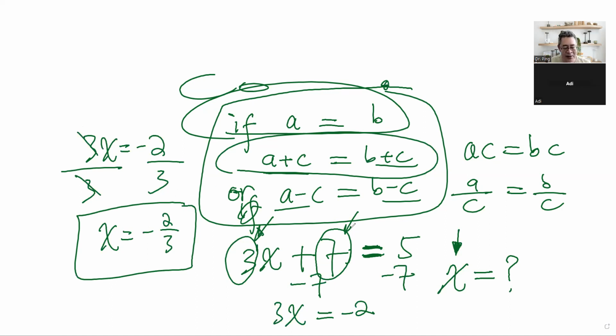You can see that it's basically just moving numbers from one side of the equal sign to the other side. Okay, are we good here?